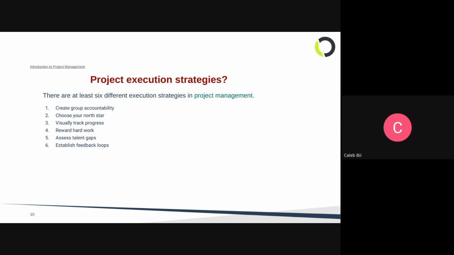Then assessing talent gaps. We've talked about this. Here you just need to know the strengths and weaknesses of your team, and ensure that you provide them with tasks that they are comfortable handling, and they know they can handle.